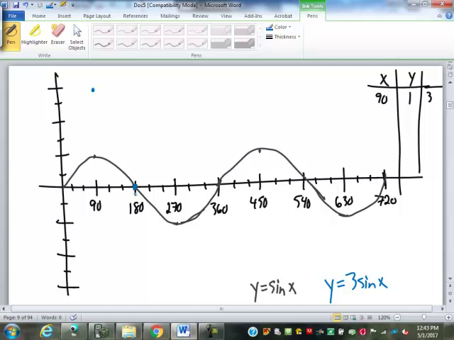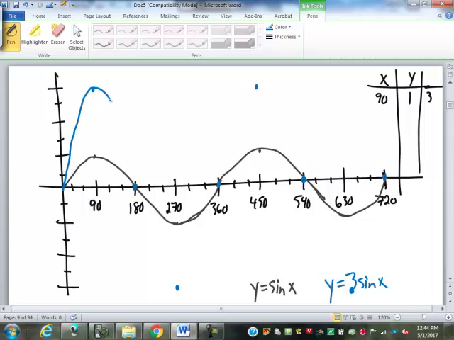0. At 270, it was negative 1. What's 3 times that? Negative 3. At 360, it was 0. It's 3 times that is still 0. 450, what's it going to be now for 3 sine x? Positive 3. At 540, 0. At 630, negative 3. And at 720, is it 0?